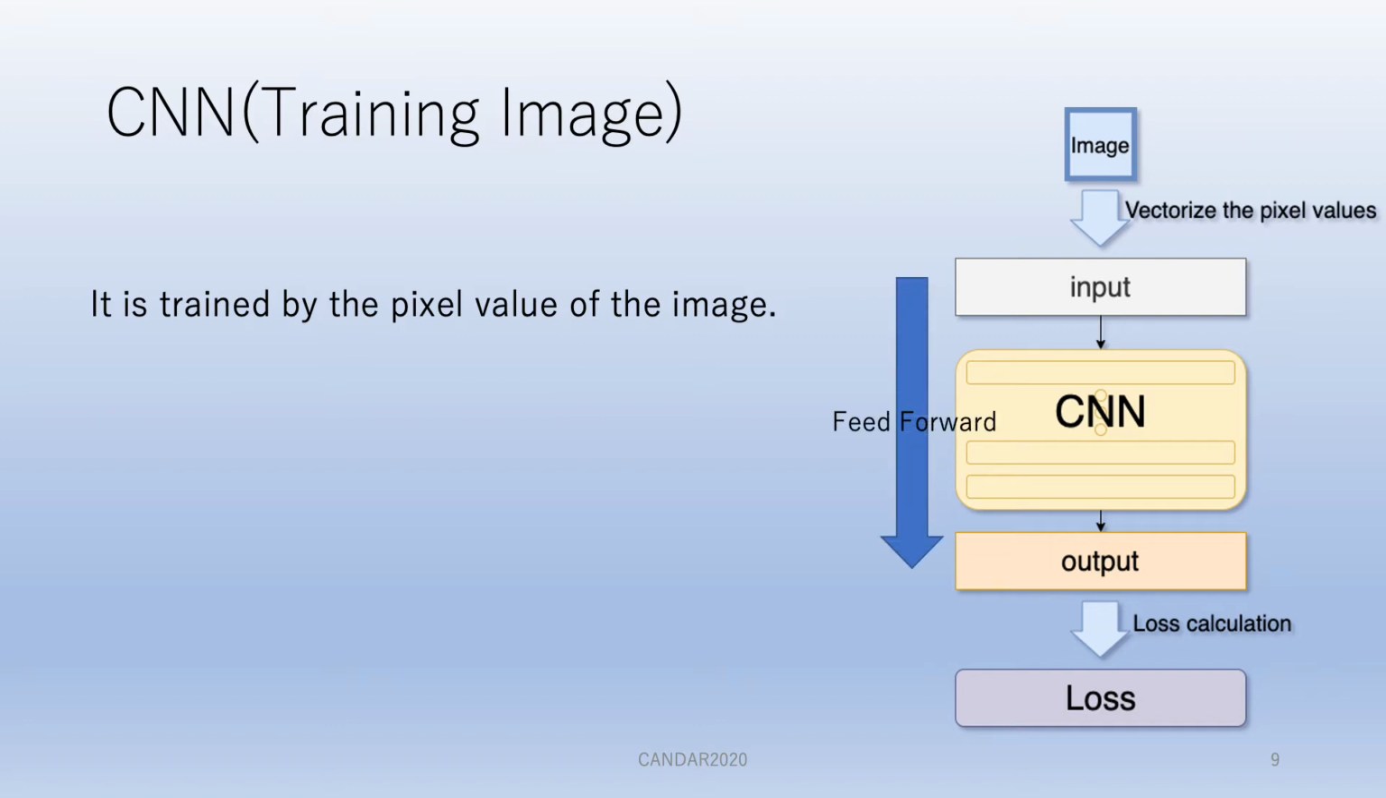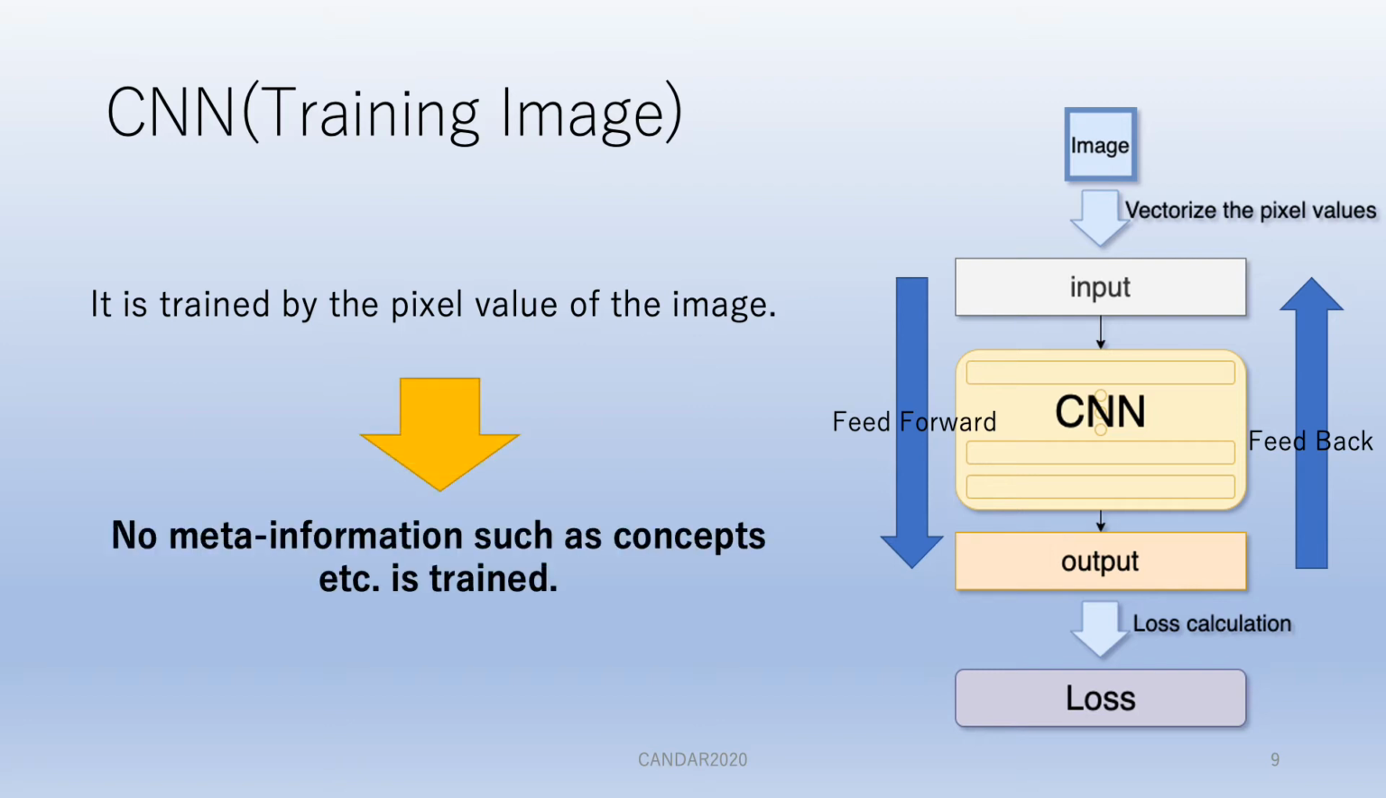CNN calculates loss in the forward pass, and CNN trains with backpropagation to minimize the calculated loss in the backward pass. So, CNN trains no meta information such as concepts. Using MNIST as an example, CNN trains image features but not numerical information.